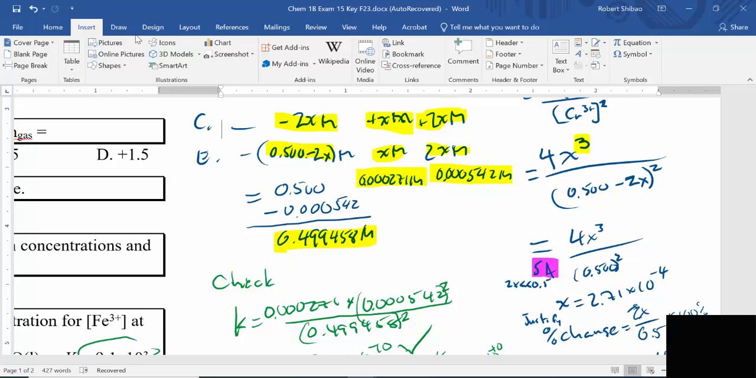Not x, but the change. The change is really small compared to the initial. So in this case, the change is not x, the change is 2x. What I'm saying in the simplifying assumption is that 2x is much, much smaller than the initial. The initial is 0.5, so that's supposed to be a 0.5 there.